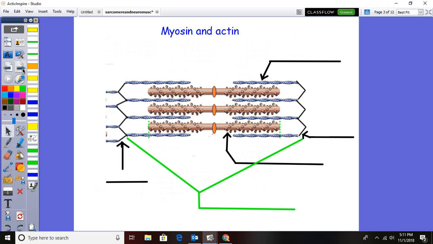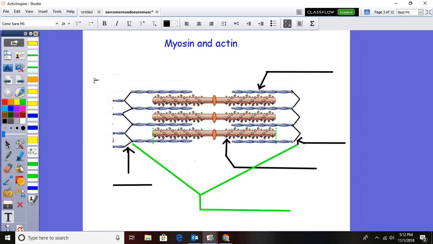We're going to look at the different parts of a sarcomere, and you're going to label this along with me. This zigzagged thing right here is called the Z line. There's another Z line here. The way we remember that is that it is a zigzag line. The Z line marks the end of a sarcomere, so we're going to write sarcomere on this line because a sarcomere goes from one Z line to another.